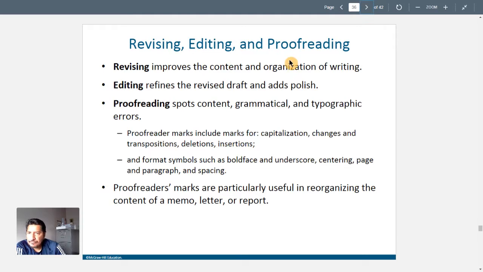Revising, editing, and proofreading, always important things. You always read. The more you read it, the more you know where you need to change, and you correct it. Proofreaders' marks include marks for capitalization changes and transpositions, deletions, and insertions. And I think thanks to the technology these days, thanks to applications like Word and others, Grammarly, these apps help you, they give you alternatives of a long sentence to better choices.